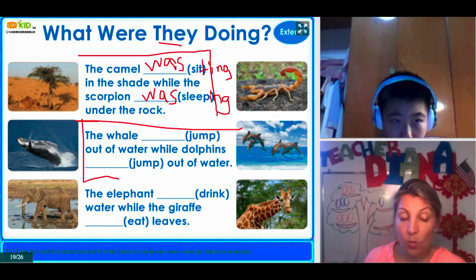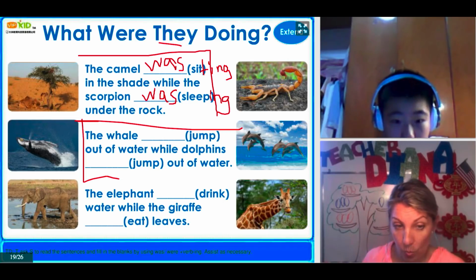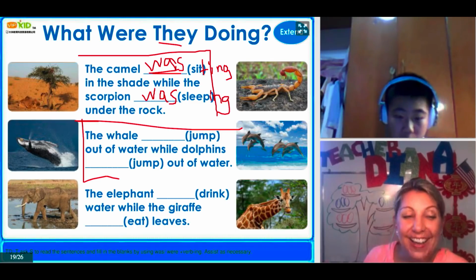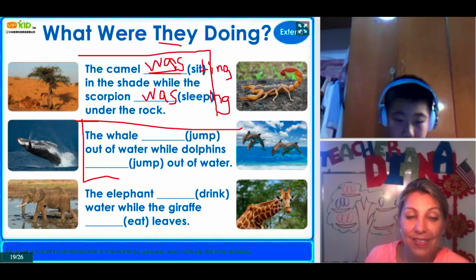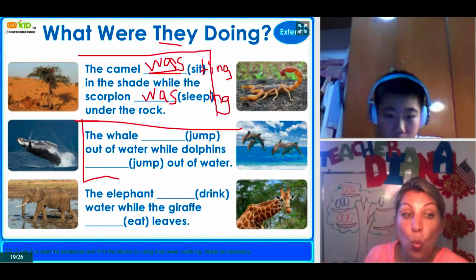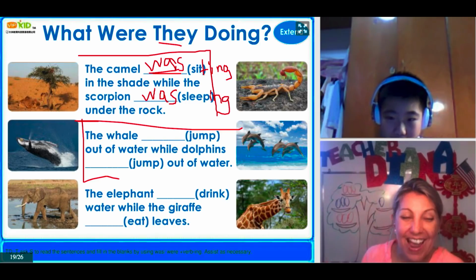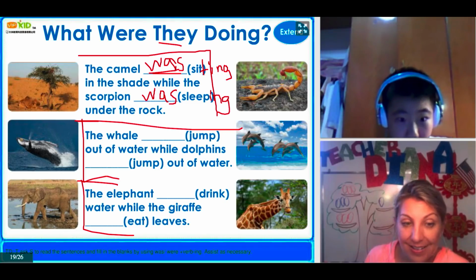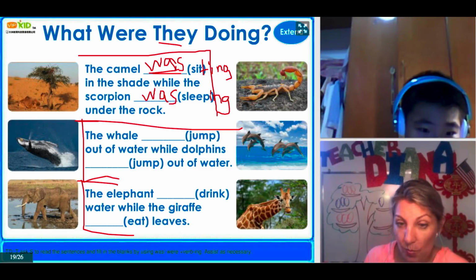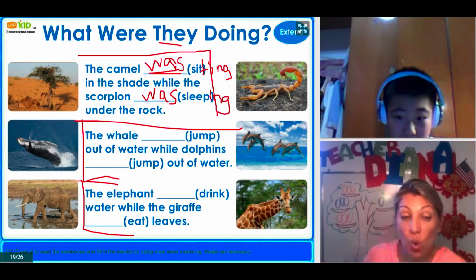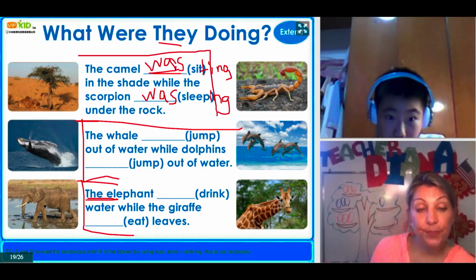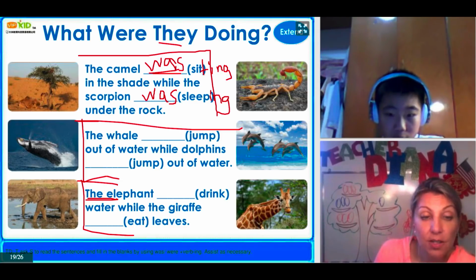The whale was jumping out of water while dolphins were jumping out the water. Excellent. One more. The elephant. Is it two elephants? Just one. The elephant was drinking water while the giraffe was eating leaves.